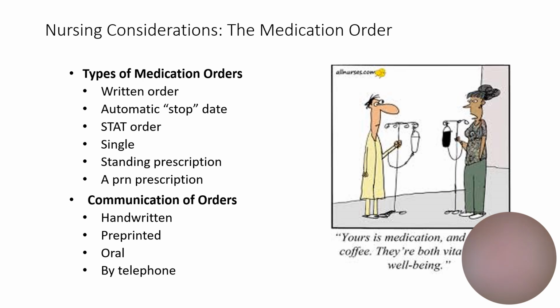An automatic stop date is a protocol that hospitals use for discontinuing medications after a certain length of time. Most narcotic prescriptions are in effect for only 7 days. If the medication is needed after the automatic stop date, the care provider must write another prescription. A stat order means that a single dose of medication is to be given immediately and only once. A single or one-time prescription indicates that the medication is to be given only once at a specified time, usually before surgery or diagnostic procedures.